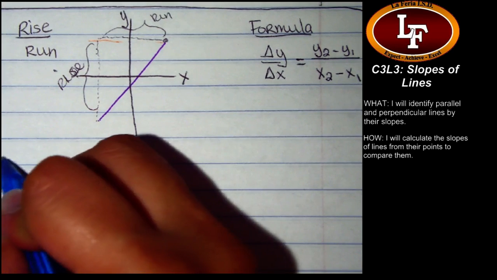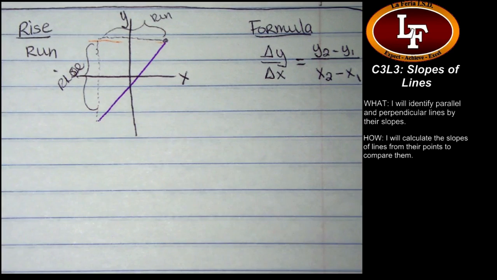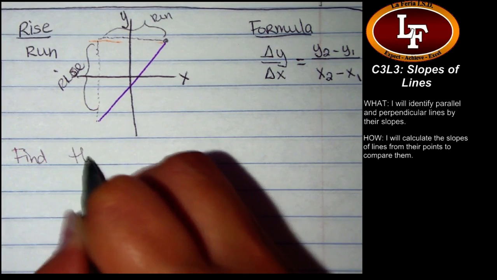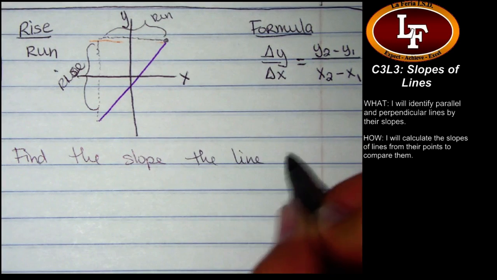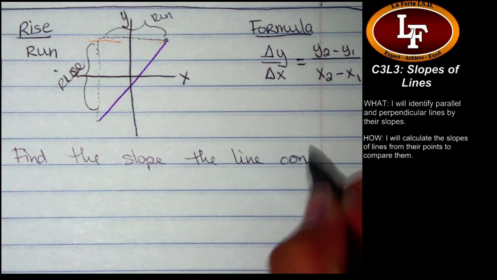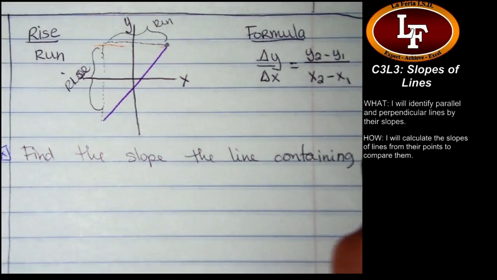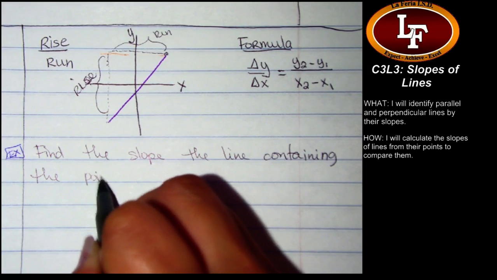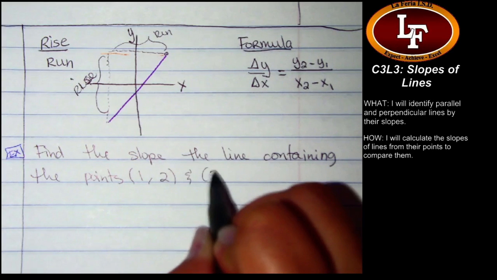Let's go ahead and do an example to remind you how to calculate the slope of lines. Find the slope of the line containing the points (1, 2) and (3, 4).